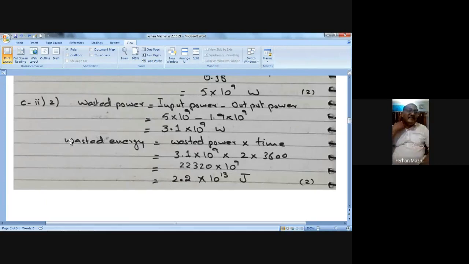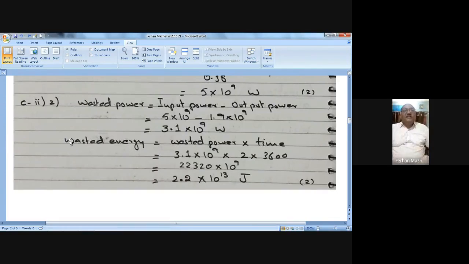If you want to calculate wasted energy, the method is very simple. Wasted energy is equal to wasted power multiplied by time. So wasted power is 3.1 x 10^9 multiplied by the time, which is 2 hours. Here I will put the time in seconds. So 2 multiplied by 3600. The answer will be 2.2 x 10^13 joules. So this much energy is wasted. It's a 2 marks numerical.